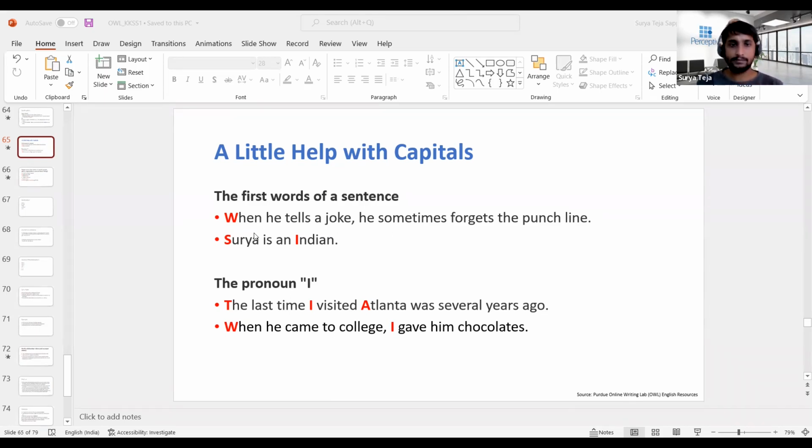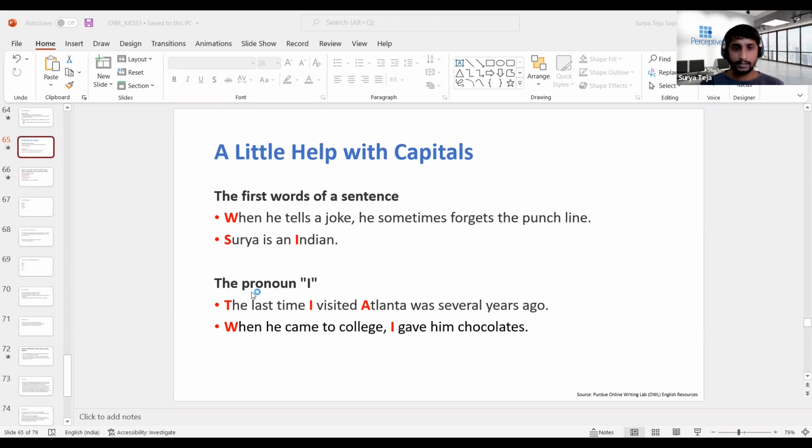So for the first word of any sentence, we have to capitalize the first letter. For example, here: when he tells a joke, he sometimes forgets the punchline. The first word in a sentence has its first letter capitalized. Regardless of whichever sentence it is, the first letter has to be capitalized as per the English rule. It has been practiced and is still being practiced. This is a very common one, which almost everybody knows.